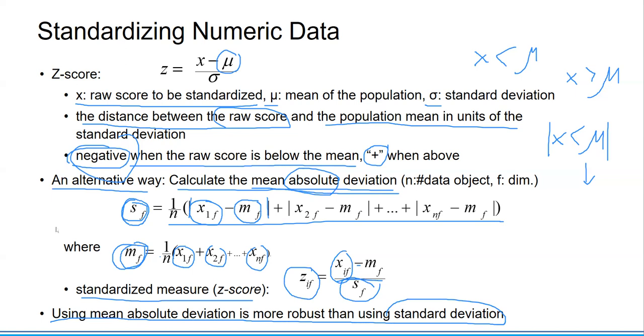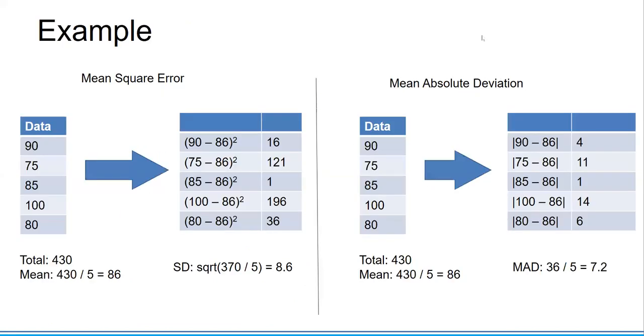When we use, okay, we have this data. We have 5 data points, and with this data we will be able to calculate the total, which is 430, and the mean. The mean is 430 divided by 5. So this is the mean.